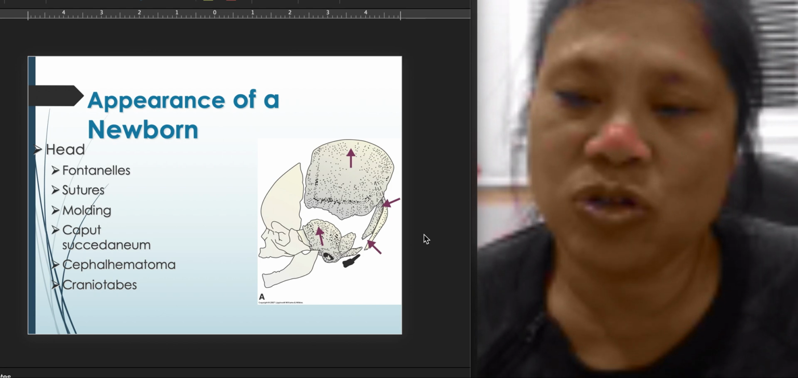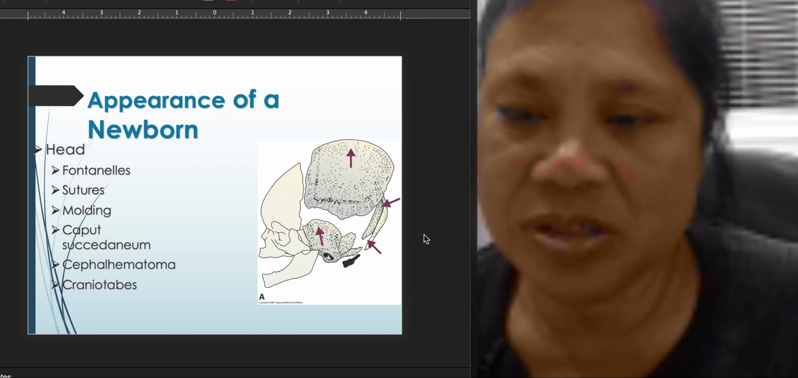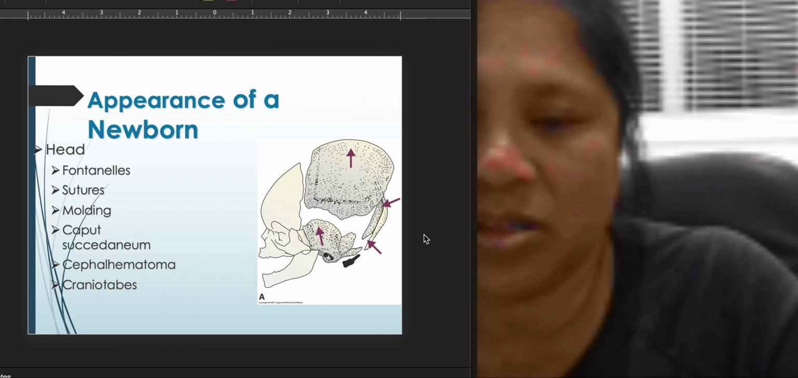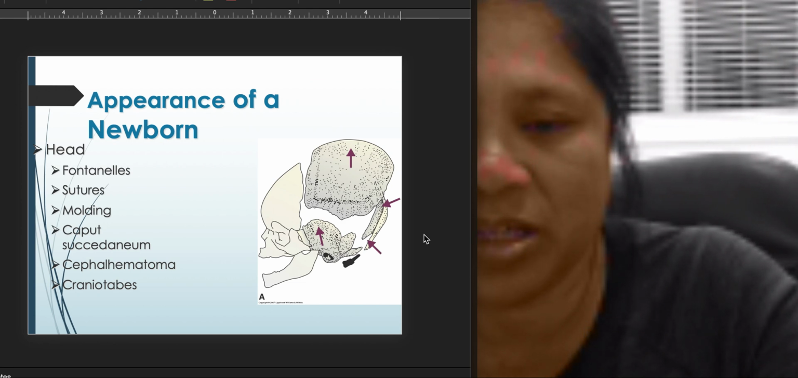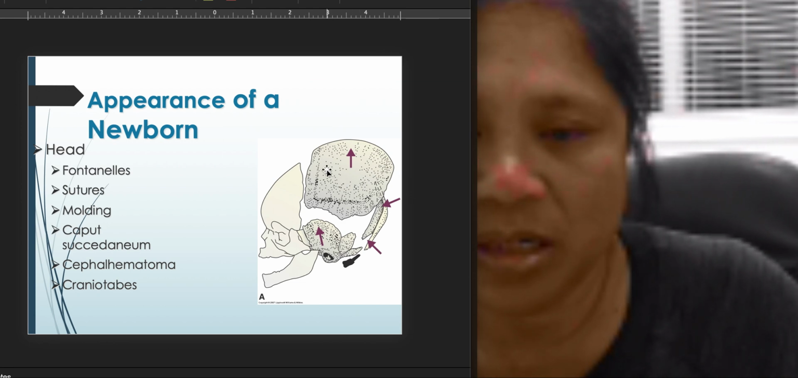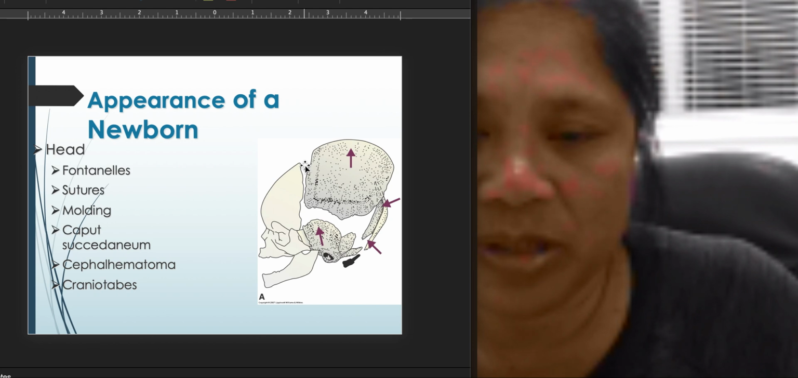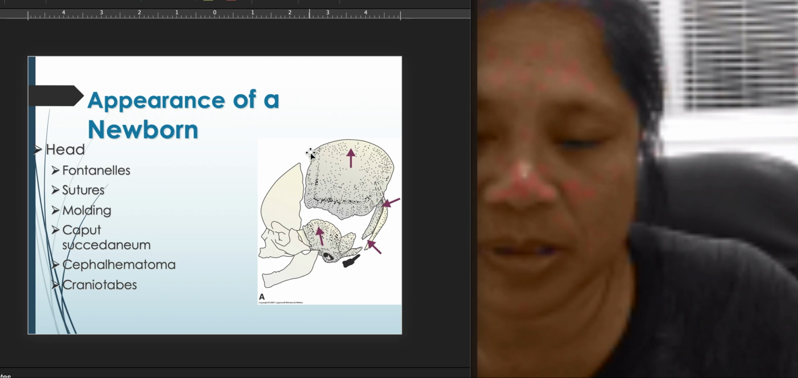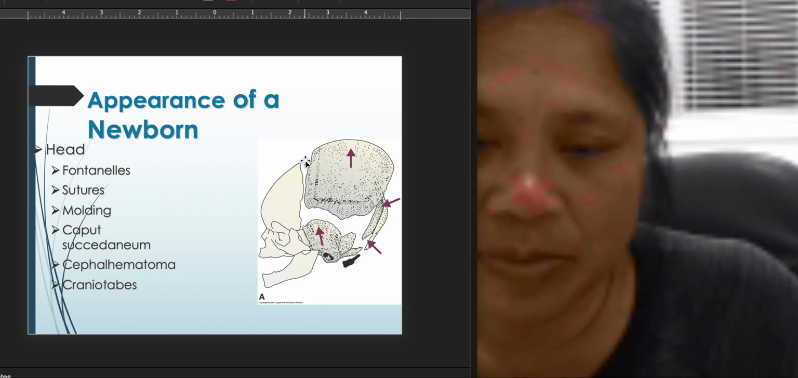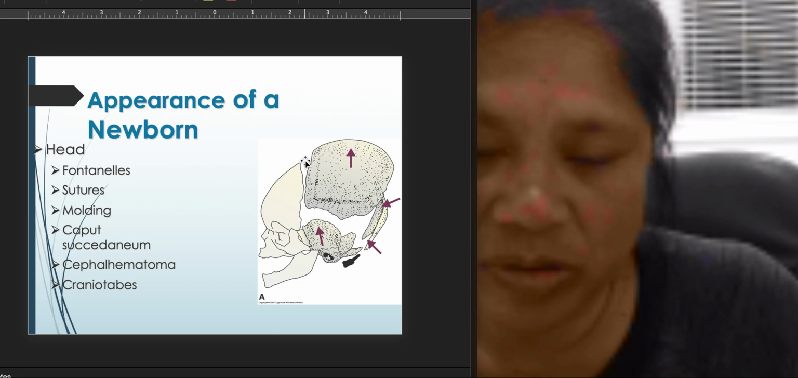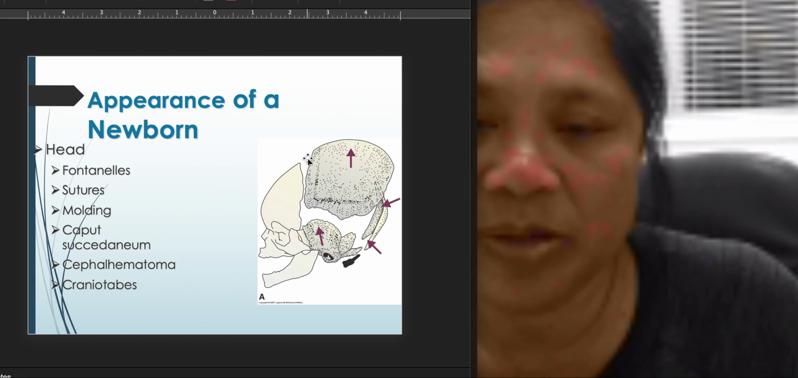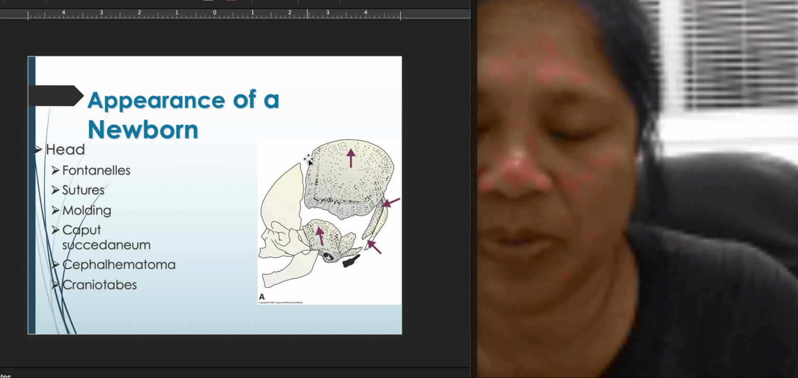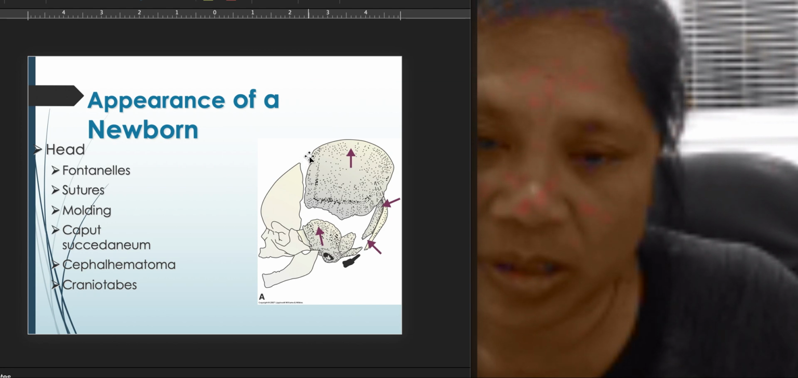Okay, the appearance of the newborn. As far as the head's concerned, you have the fontanelles. They have the anterior fontanelle here and the posterior fontanelle. The anterior fontanelle is usually born slightly open, and it takes about 3 to 6 months to close. Actually, it could be up to a year to close this, but 3 to 6 months they close.